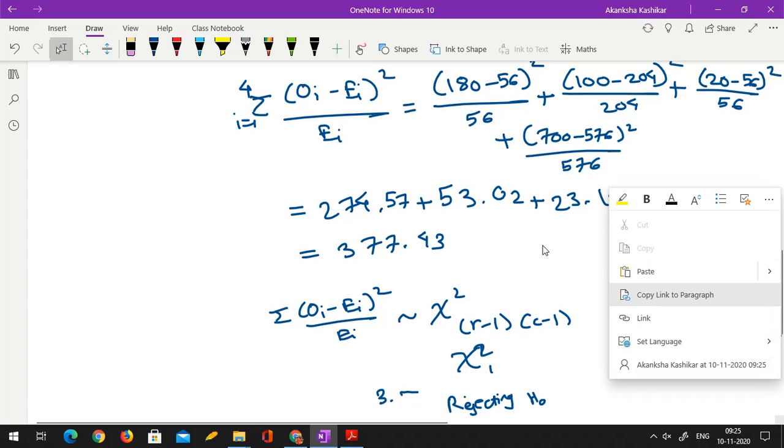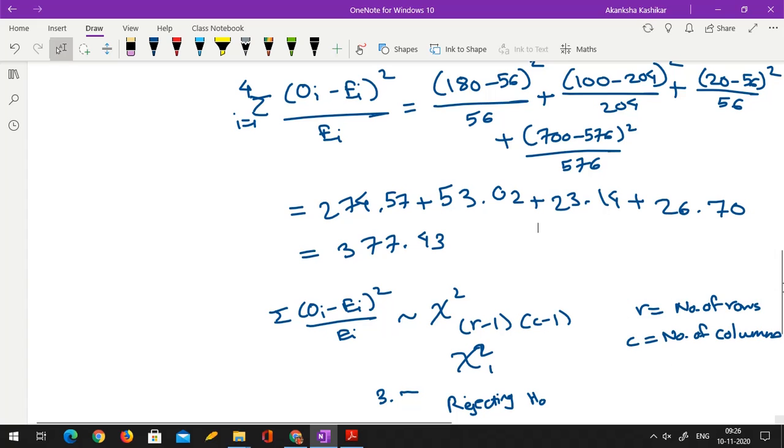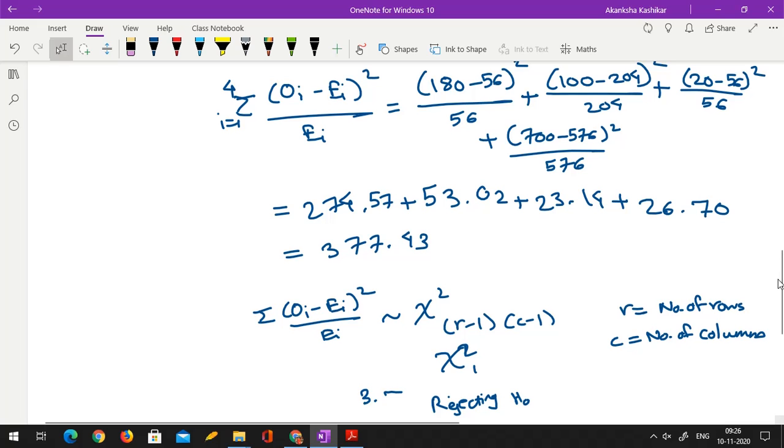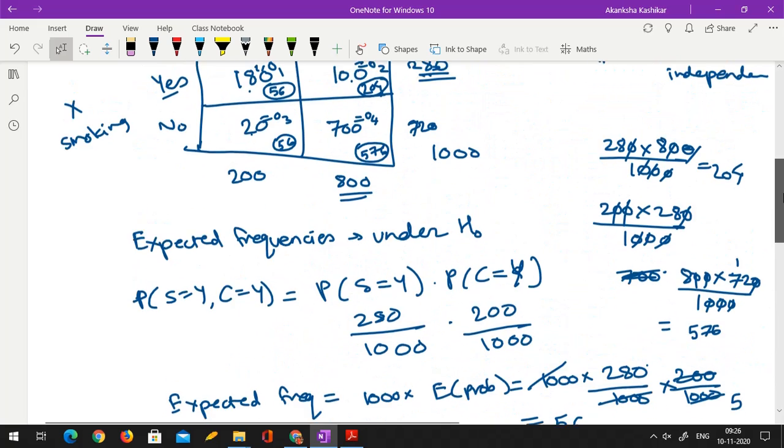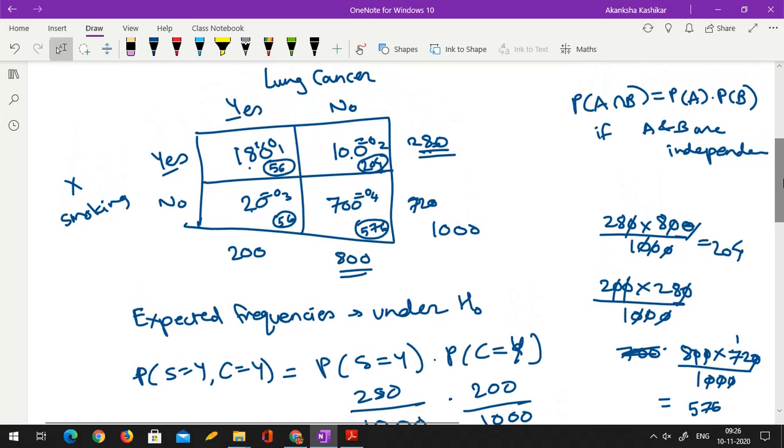Now we can just go back and see the individual values that would tell us the association is in which direction. Okay. So let me go back. See here, expected frequency is 56 and observed frequency is 180. So expected frequency is much smaller. So observed frequency is much larger than what is expected.